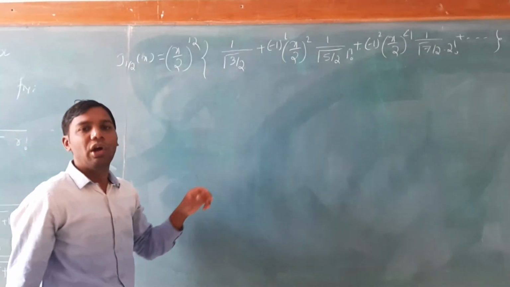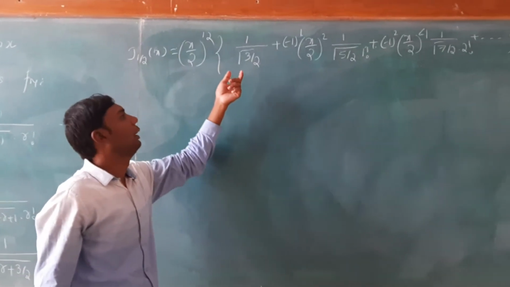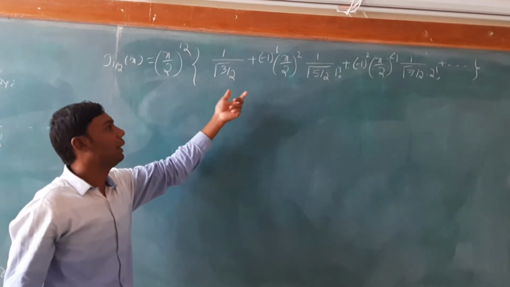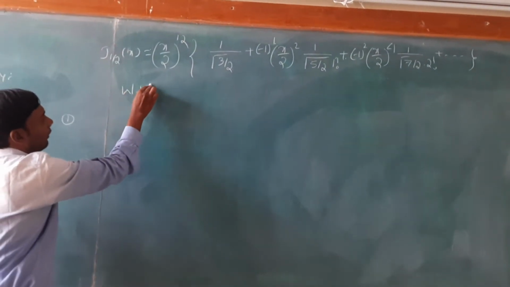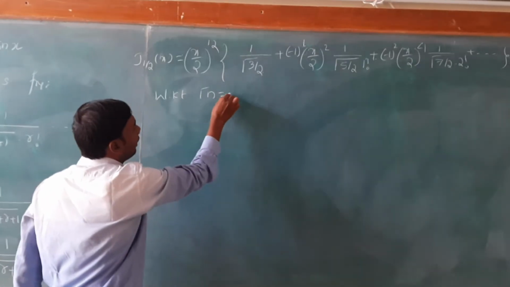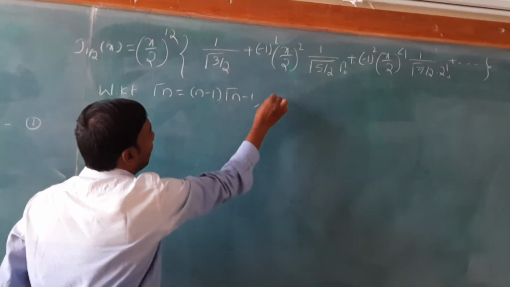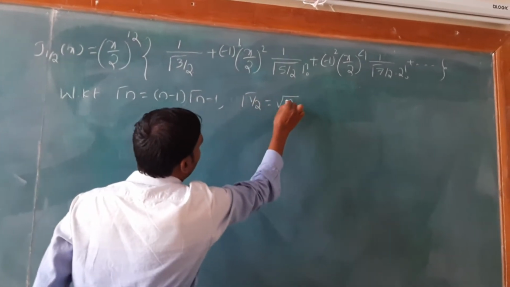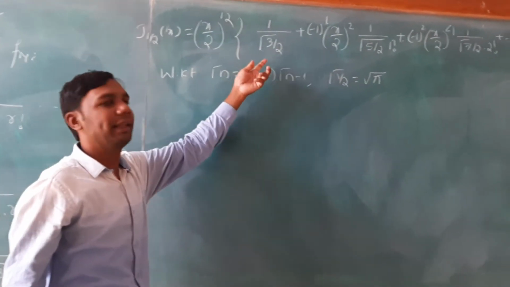of 7 by 2. Already in the previous semester you studied the beta gamma function. We know the formula. By using the formula, we put the value of gamma of 3 by 2 and gamma of 5 by 2. So we know that gamma of n is equal to n minus 1 into gamma of n minus 1, and one more is that gamma of 1 by 2 is equal to root pi. The proof is there in the previous semester. So by using this, we find the values.